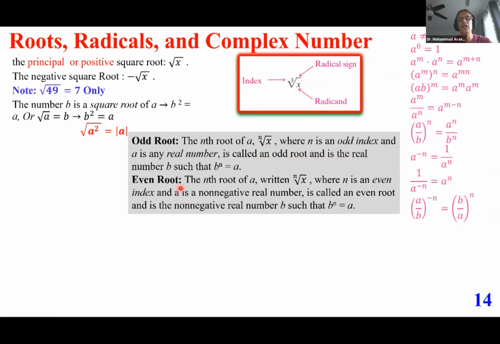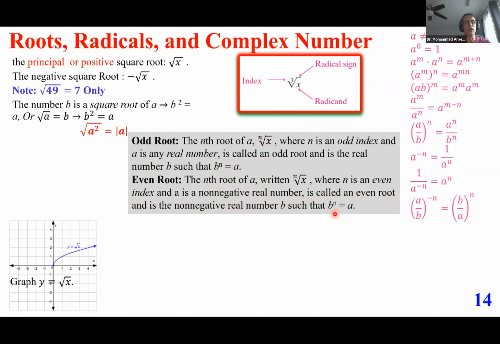However, in the case of an even root, we read the same thing, the nth root of a, where n is an even index and a is a non-negative real number, and that's the key, non-negative real number versus any real number. So with odd roots, no restrictions. With even roots, there's a restriction. It is called an even root and is the non-negative real number b such that b to the power of n equals a.